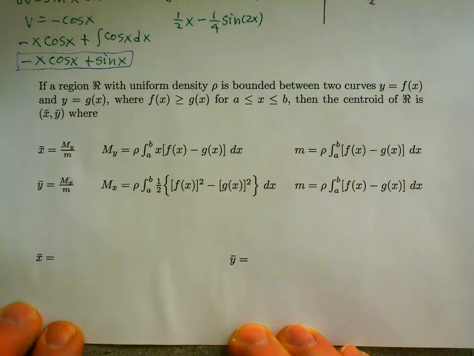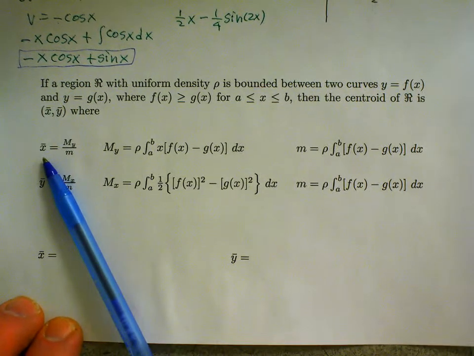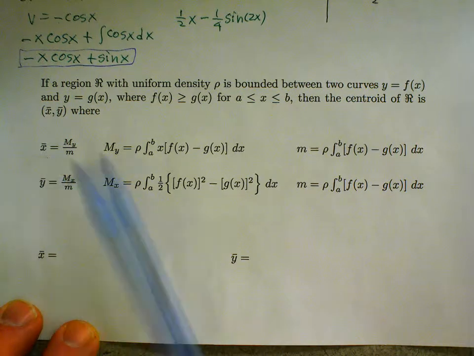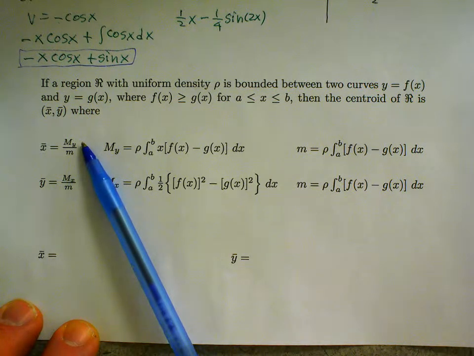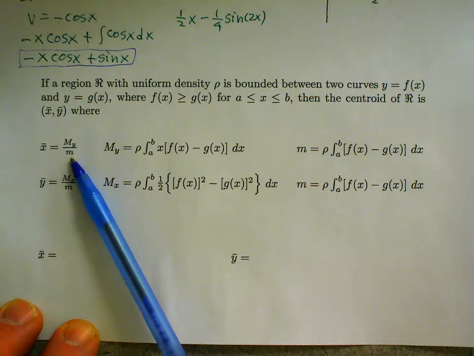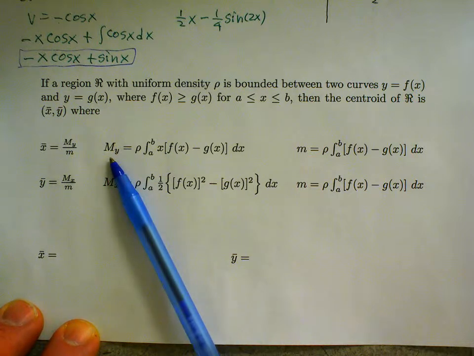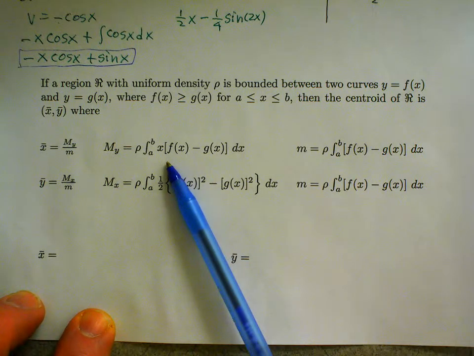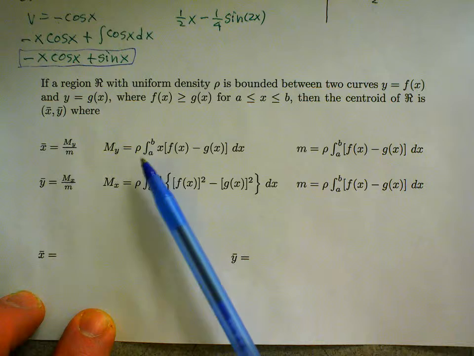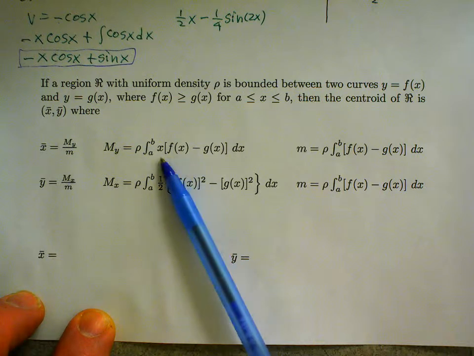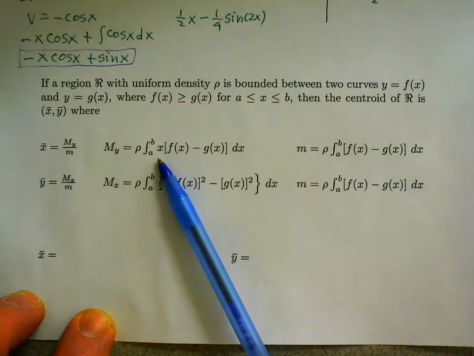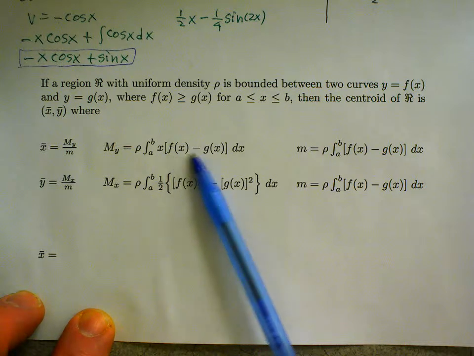And as in general, the x-coordinate of the centroid is defined to be the moment of the region about the y-axis divided by the mass. And the moment of the region about the y-axis is rho times the definite integral from x equals a to x equals b. The integrand is x times the quantity f of x minus g of x.